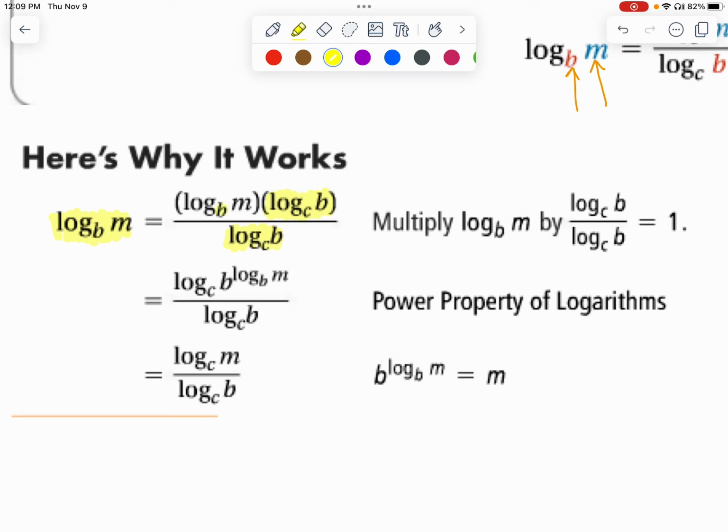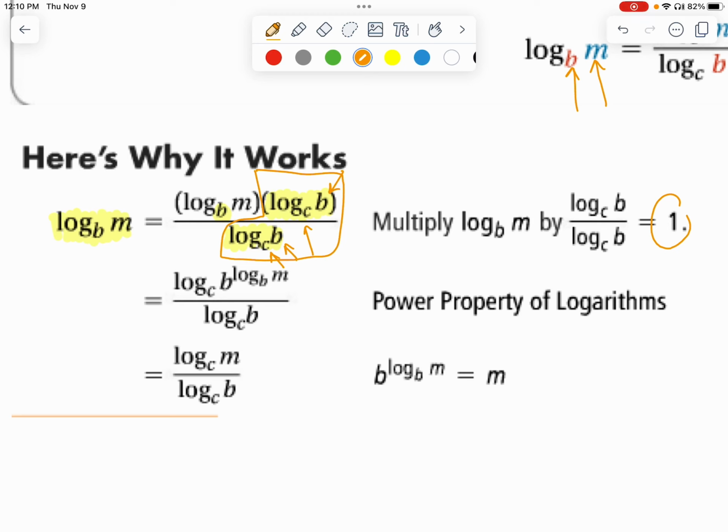Remember the base was b? So they said, okay, I'm going to pick a common log and I'm going to do that common log of my old base. And I'm going to do that on the top and the bottom because really when I multiply top and bottom by the same thing, I'm not changing the problem. I'm just multiplying it by 1. Very similar to when we rationalized, if you know that word.